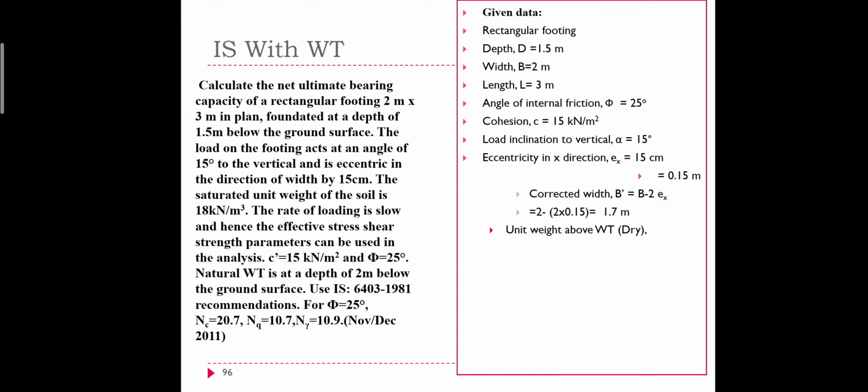Then the water table is there. Water table is at 2 meter below the ground surface. And the unit weight of the soil above the water table, did they give that? Gamma is equal to 18 kilonewton per meter cube and saturated unit weight is 18 kilonewton per meter cube.